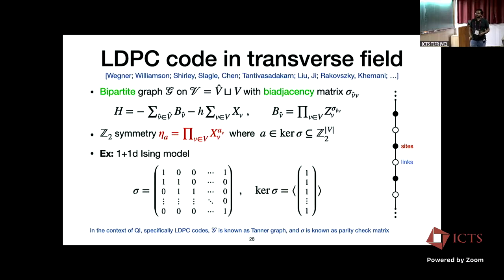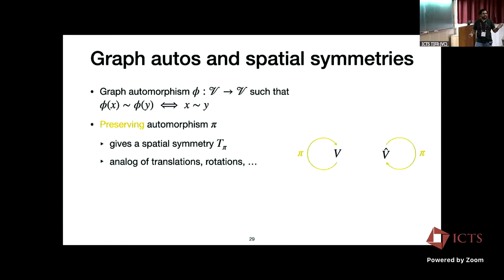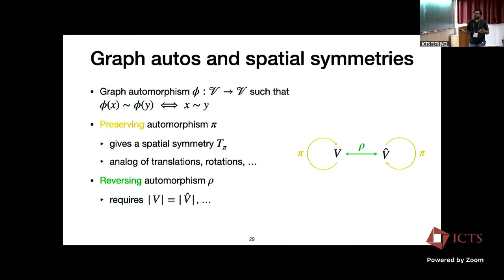Okay. Now you could ask, what are the spatial symmetries and where do we get these non-invertible symmetries? That's where the automorphisms of this graph enter. Very simply, automorphisms are like a one-to-one map between the vertex sets that preserves the edge structure. That's it. And in the case of a bipartite graph, you have two kinds of automorphism: preserving automorphisms, which preserve the left set and the right set, and reversing automorphisms that exchange these two sets.